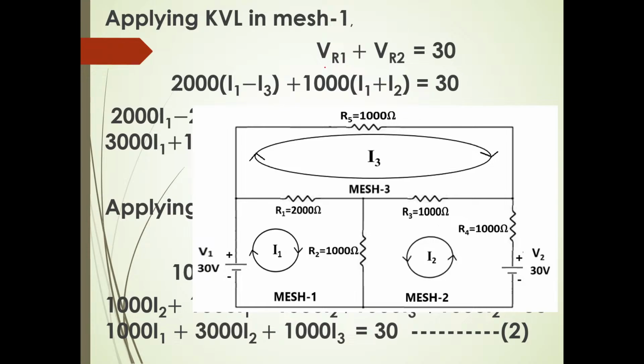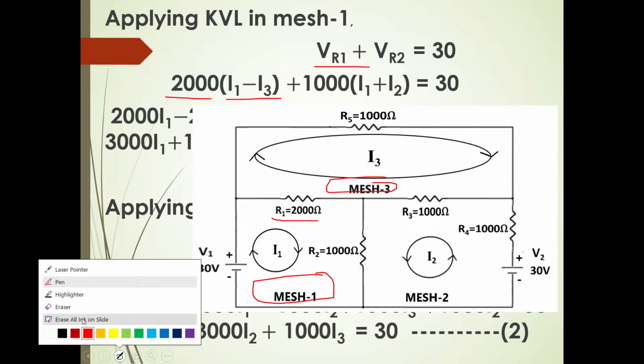Now, what is VR1? VR1 is the voltage across R1. So what is the voltage across R1? V is equal to I into R. Okay. So what is the R value? R1 value is 2000. So R is over. What is the I value? What is the current flowing through R1? If you observe carefully, R1 is between mesh 1 and mesh 3.